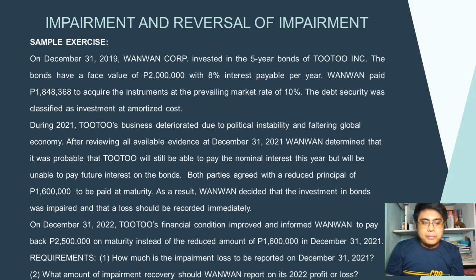So hindi ka na pinahirapan ng problem, sabi niya ang classification ng investment is at amortized cost. Plus, hindi ka na rin pinahirapan ng problem kasi binigay na yung initial measurement ng investment which is 1,848,368. If ever man na hindi yan kinumpute, just like nung ginagawa natin last time, you can compute it by computing the present value of the future cash flows using the 10% as your discount rate. Okay, kung hindi lang siya binigay at kung meron kang time, pwede mo namang i-verify na pareho lang ang lalabas na amount. Okay, during 2021, Tutu's business deteriorated due to political instability and faltering global economy.